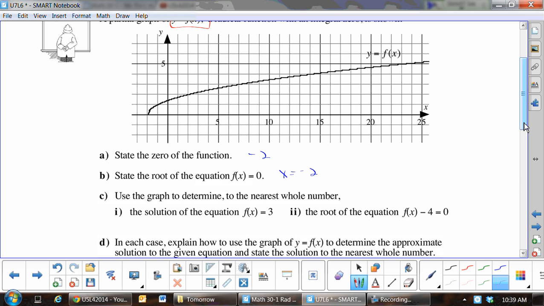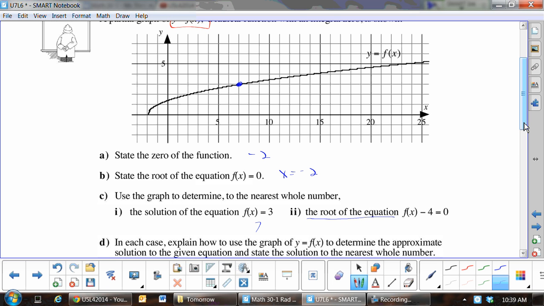Seven? Yeah, I'm liking that. The root of f of x minus 4 equals 0. So what is x? Okay? Now there's 2 ways to do it.